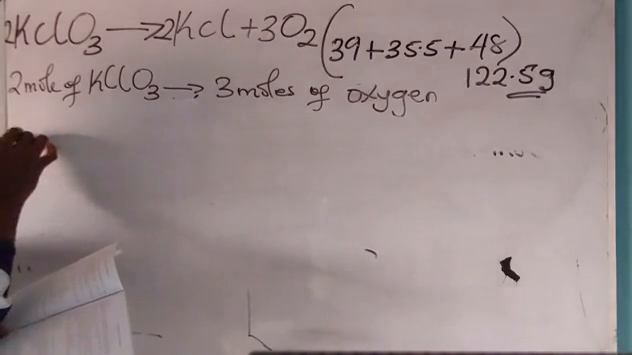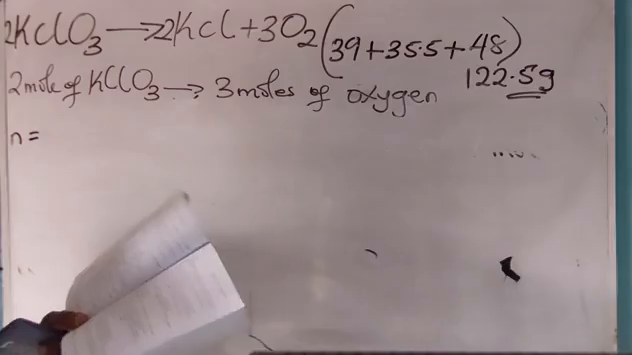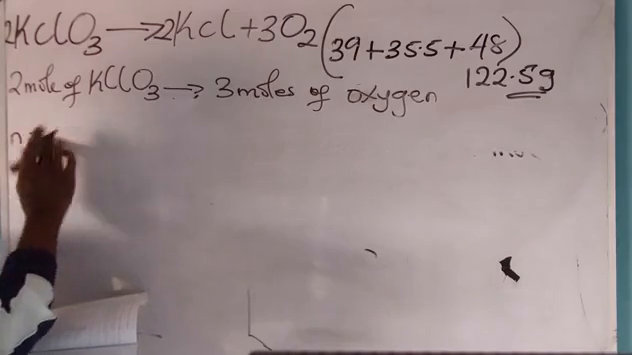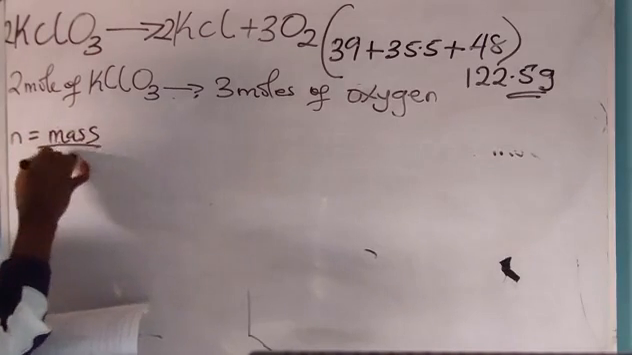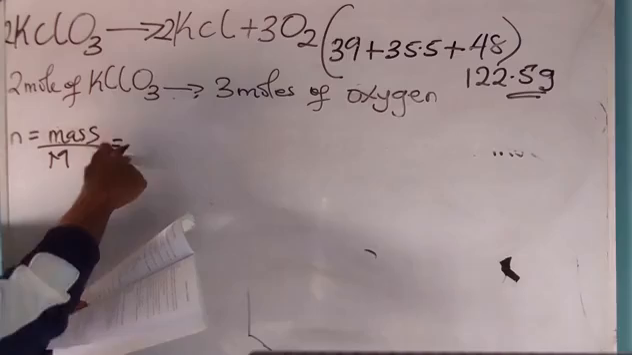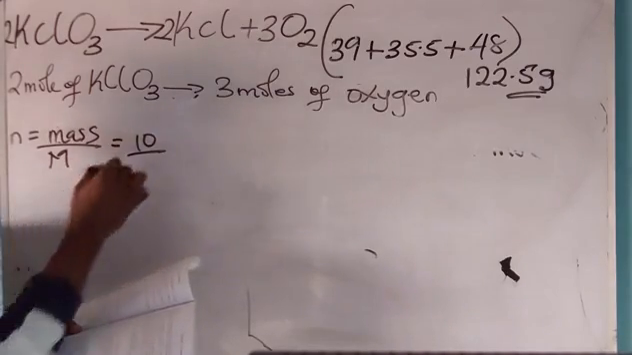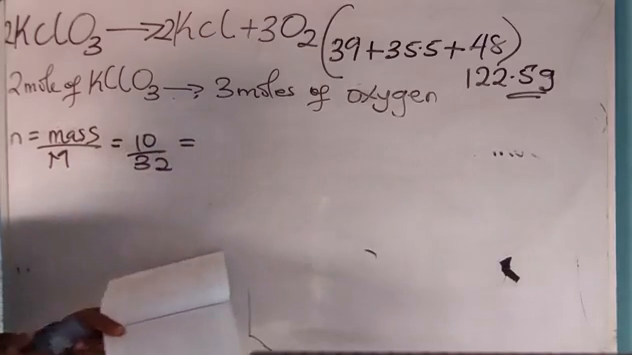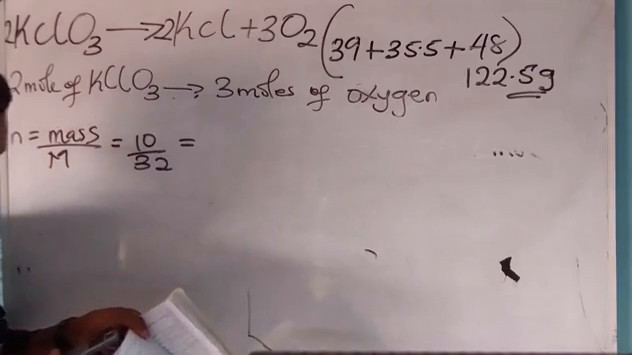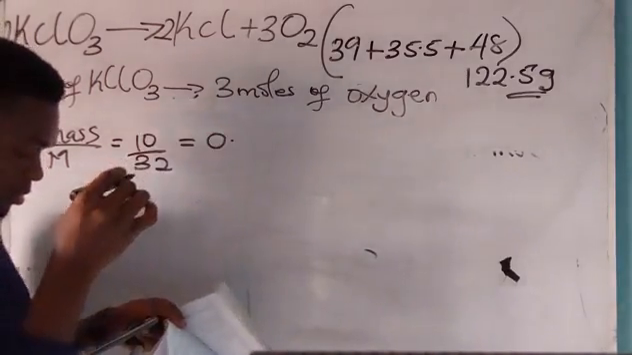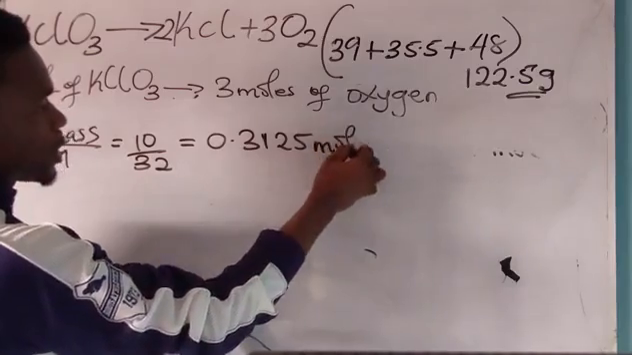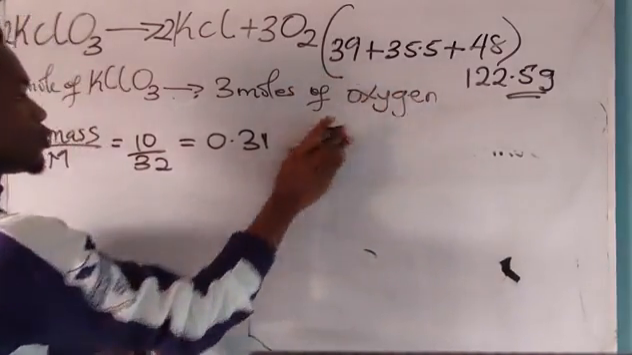So number of moles now equals, they gave us grams of oxygen. It means that you have 10, that is the mass of oxygen, over what? Molar mass. Mass of oxygen from the question is 10. Molar mass of oxygen is 32. That will give me 10 divided by 32, I'll have 0.3125 moles. Okay, let me just make it to 2 decimal places.